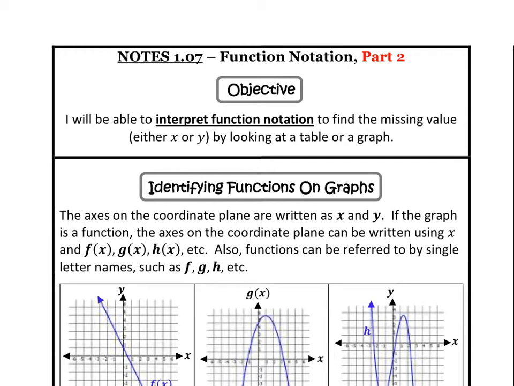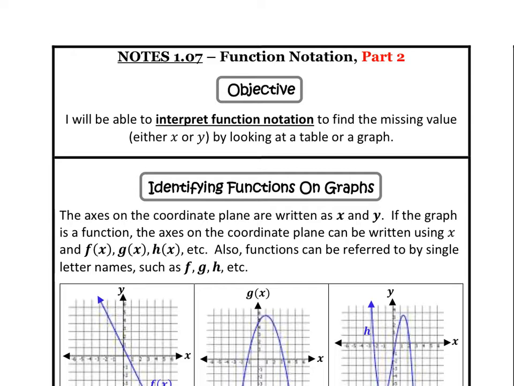This is notes 1.07, still talking about function notation, but this is part 2 of our notes. And I just want to mention again, if you feel like you already understand what you're supposed to do throughout the examples, then try out the examples before you watch this video, and you can just check how you did when watching the video, right? That way you don't have to watch the whole time segment of it. You can skip around if you need to, and it saves you time overall, right?